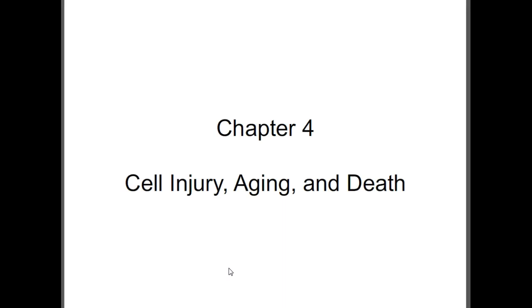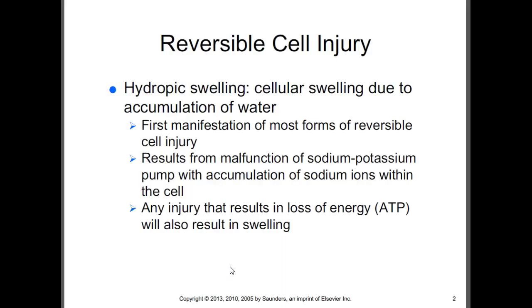If you forget a little bit about the functions of our cells and our ion concentrations in and outside the cell, a little bit about genetics, meiosis, mitosis, it's really important to review chapter 3. But chapter 4 talks a little bit about cell injury, right? So cell injury can be either reversible or not reversible, right?